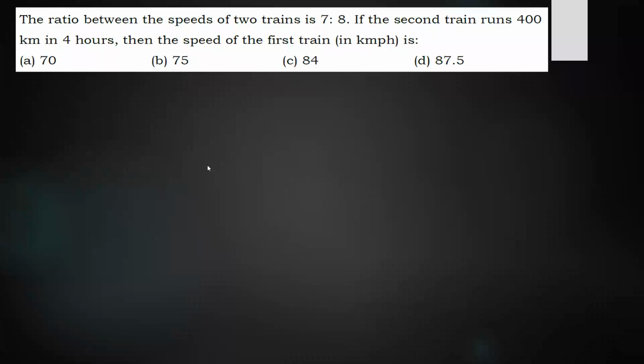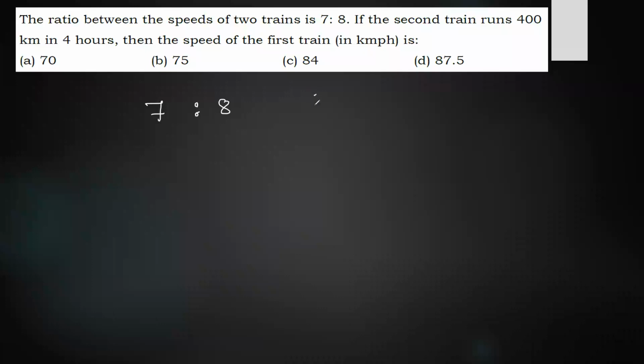The question number 4. The ratio between the speed of two trains is 7:8. It is given that the speed of the two trains is 7:8. The second train runs 400 kilometers in 4 hours.